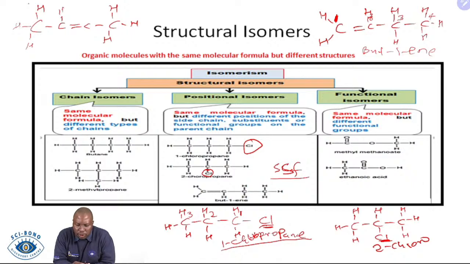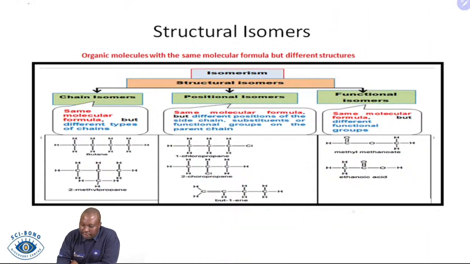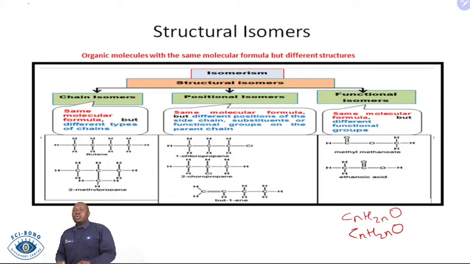Then the last part of our isomers that we talked about was the isomers that we have referred to as functional isomers. You will remember I referred to aldehydes and ketones. I said they have the same general formula, which is CnH2nO. So by having the same general formula, they will have the same molecular formula. So when they have the same molecular formula, but different, let's look at it now.